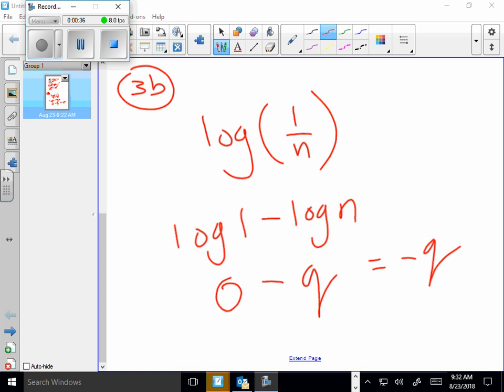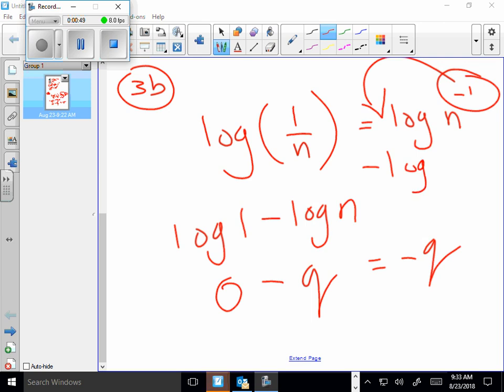Did anyone do it this way and say 1 over n, why that's n to the negative 1, and then use the power rule to bring that negative 1 down in front, and then say, oh, log n is q, so I have negative q? You could do the problem that way as well. Any other questions from this worksheet?